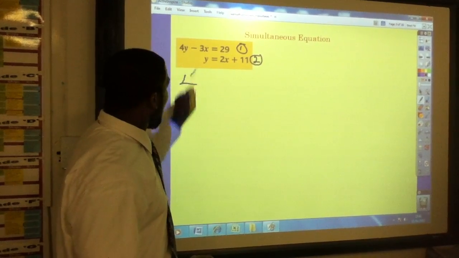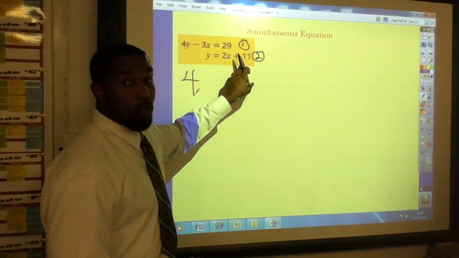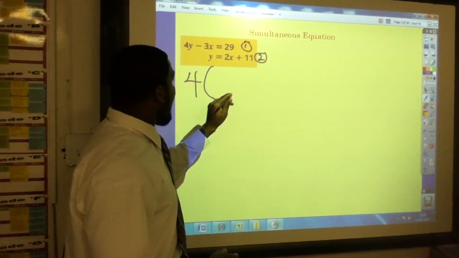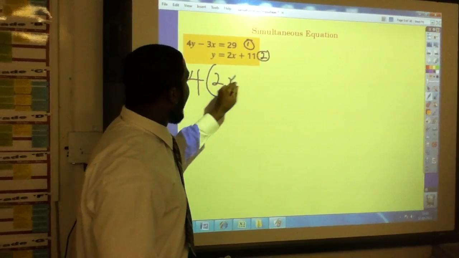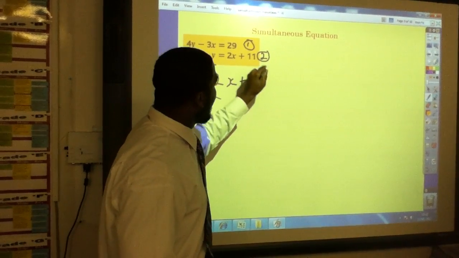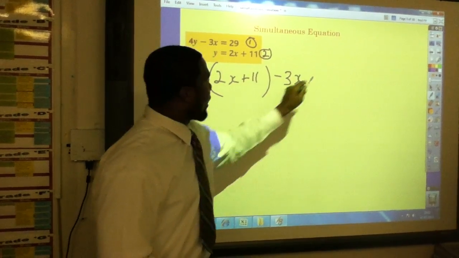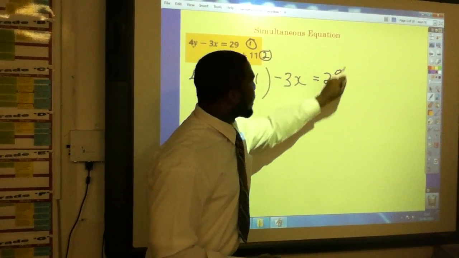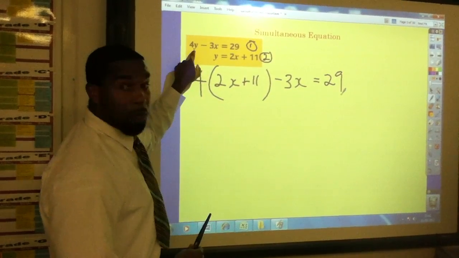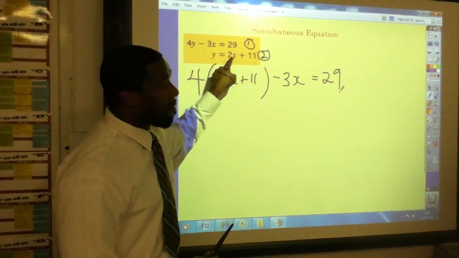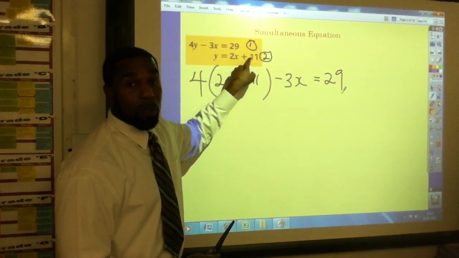So this says 4y. y is 2x plus 11. So I'm going to be replacing that y by multiplying 4 by (2x plus 11) minus 3x equals 29. So you could see here clearly where I take this y out and replace it with the value of y, 2x plus 11.